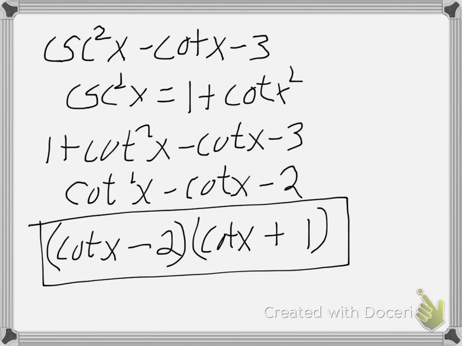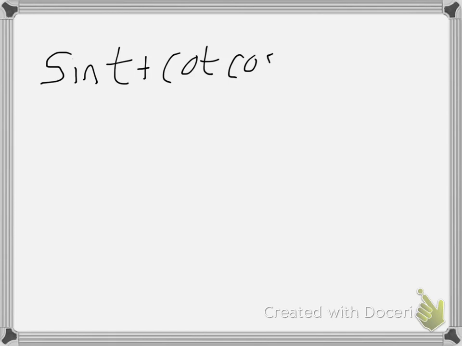Two more examples of the type of stuff that you need to do. All right, so what if we have this? We're going to simplify this one. We have the sine of t plus the cotangent of t times the cosine of t.